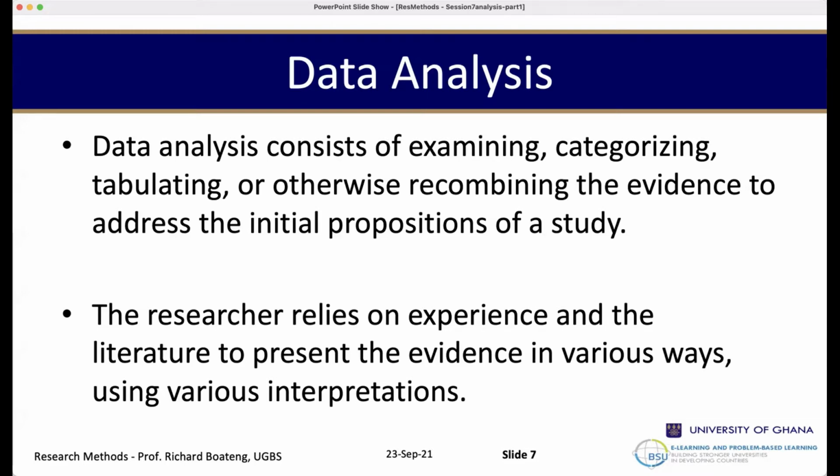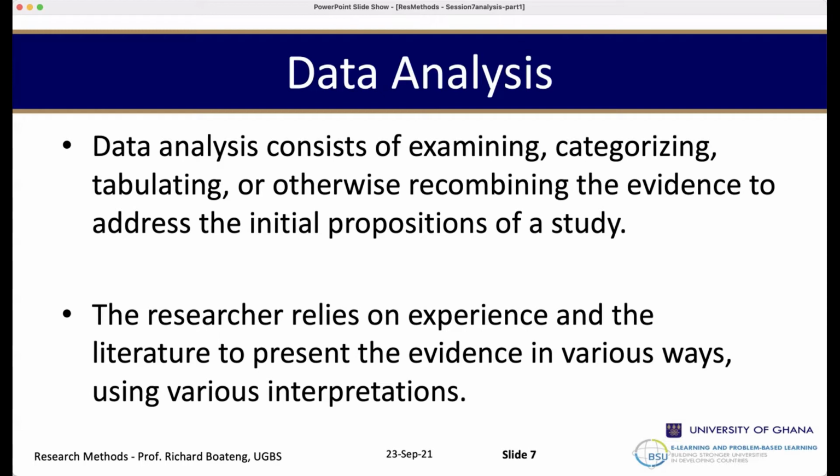Okay. So data analysis consists of examining, categorizing, tabulating, or otherwise recombining evidence to address the initial propositions of a study. Anytime we carry out data analysis, our objective is that we are doing something to the data to address the research question. So even in collecting the data, we categorize the data in a way that can help us appreciate our proposed approach to address the research question. If our proposed approach has some relationships between variables, we will structure a questionnaire to fit those relationships and variables so that we can explore what the relationship contributes to understanding the phenomenon.